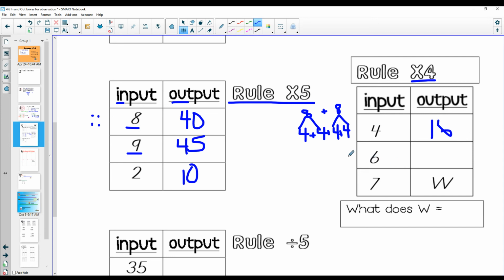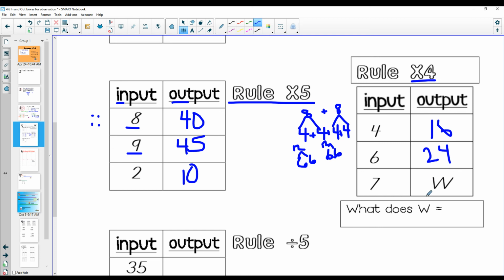All right, think of 6. 6 doubled is 12. So if you have another 2 6s that you have to put together, and that's 12, what's 12 plus 12? 24.